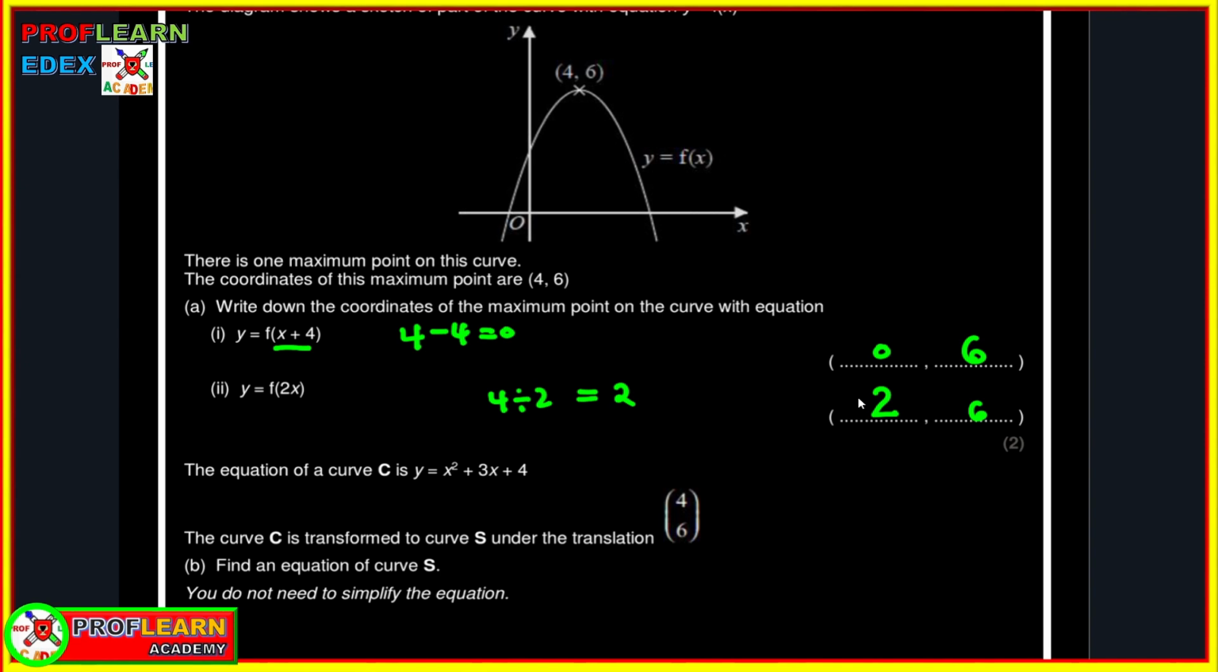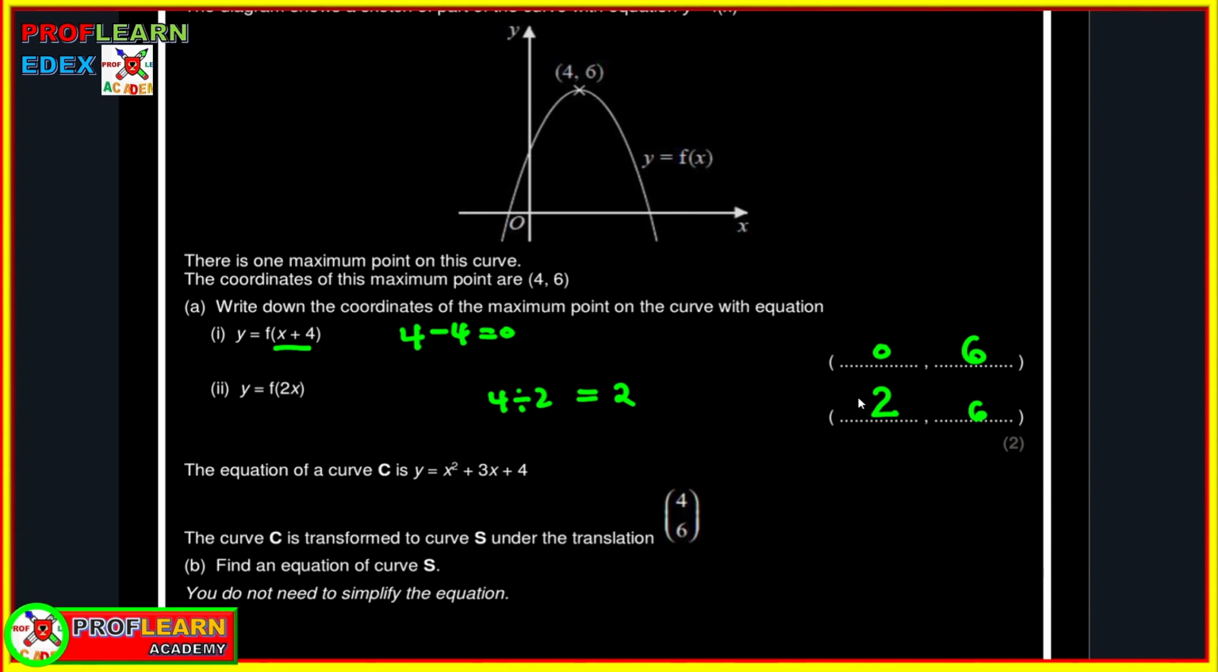The equation of the curve C is y equals x squared plus 3x plus 4, and the curve C is transformed to the curve S under the translation 4, 6. So the 4 is going to affect the x-axis, and 6 is going to affect the y coordinate.